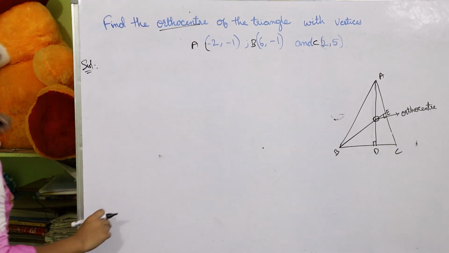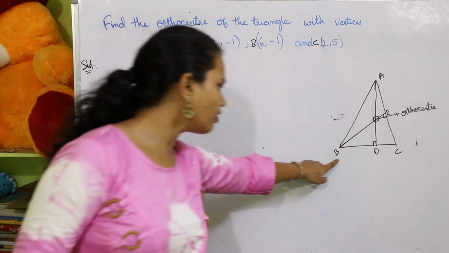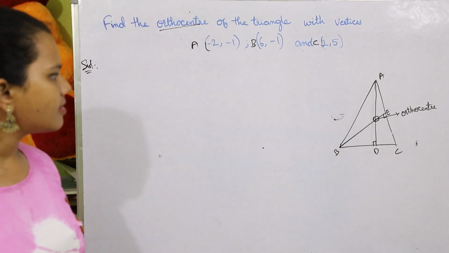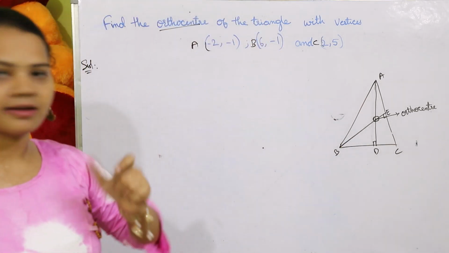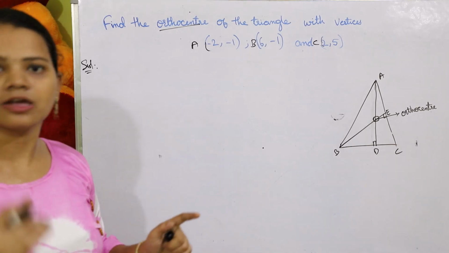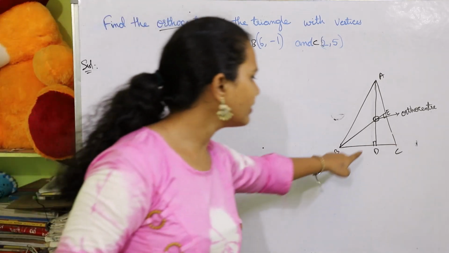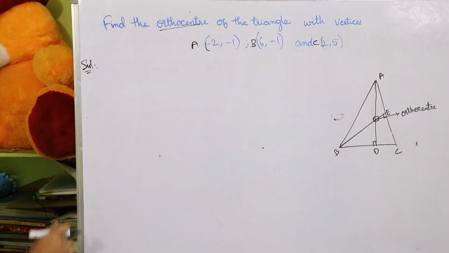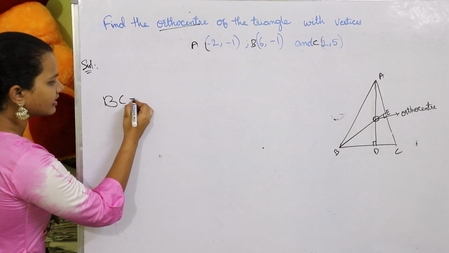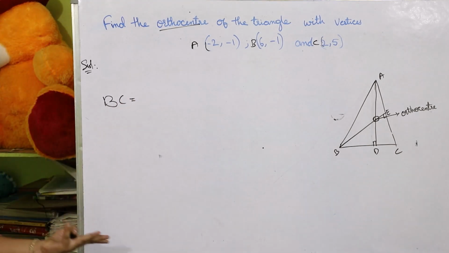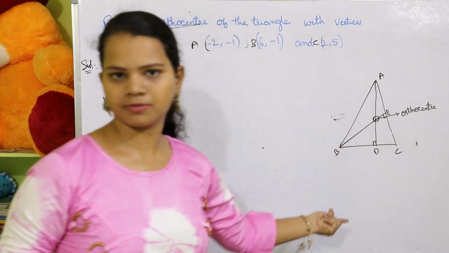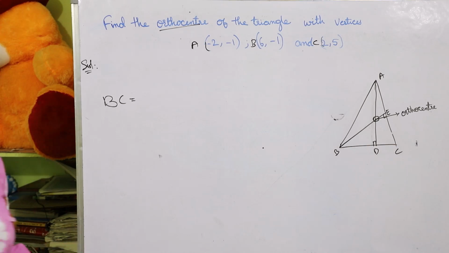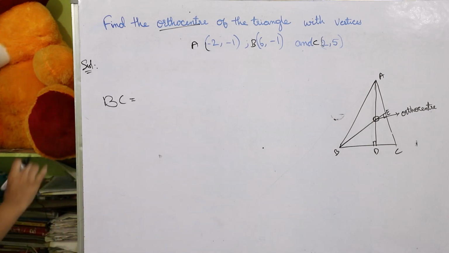Now the first step is BC. To find AD, I need to find the equation for AD. To find the equation for AD, what would I do? Firstly, find the slope of BC. You may ask why we are finding the slope of BC when I need to find AD. As we go through the process, we will understand it. Firstly, let's find the slope for BC.